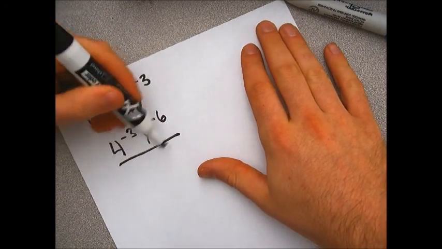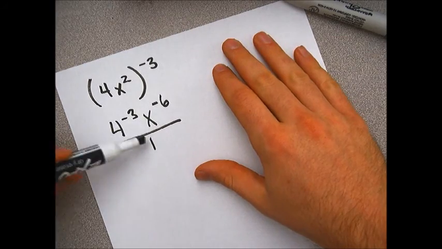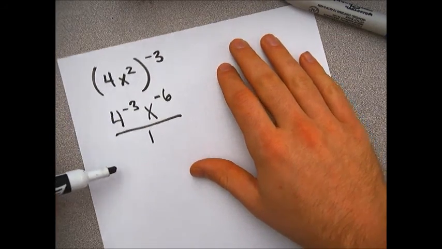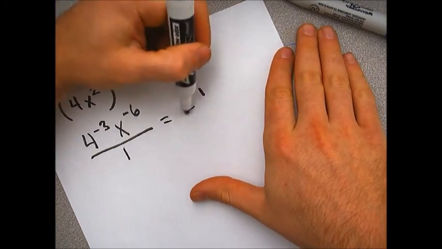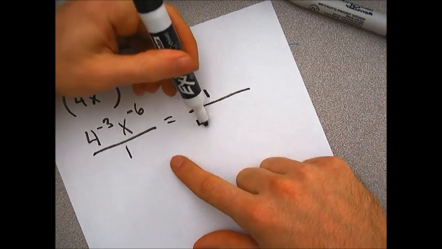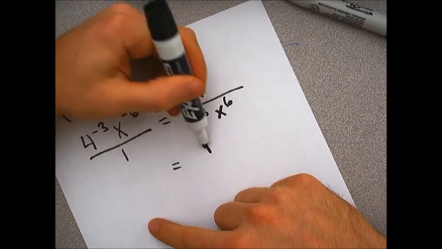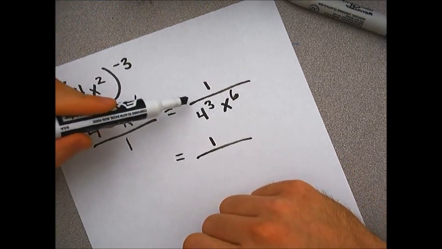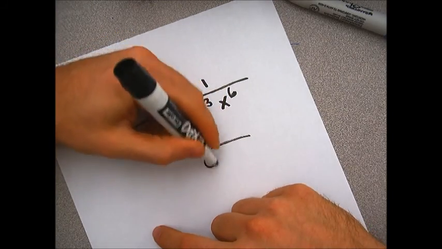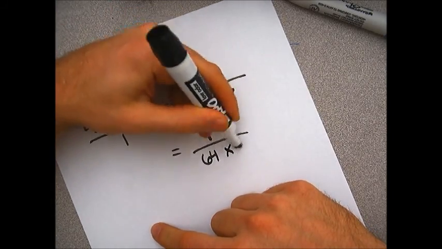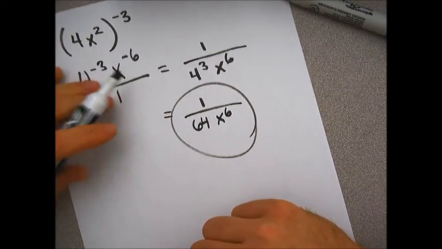This is the same thing as saying all of this over 1, if it helps you with the fraction mentality, so you have something on the top and something on the bottom. The negative tells me to flip it. So this is now really 1 over 4 to the third x to the sixth. And then I ask myself, well, what is 4 to the third? 4 times 4 is 16, and 16 times 4 is 64, leaving you 1 over 64x to the sixth.